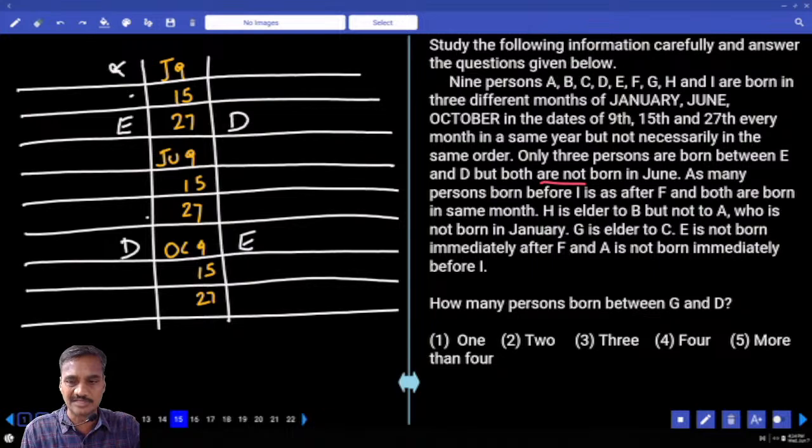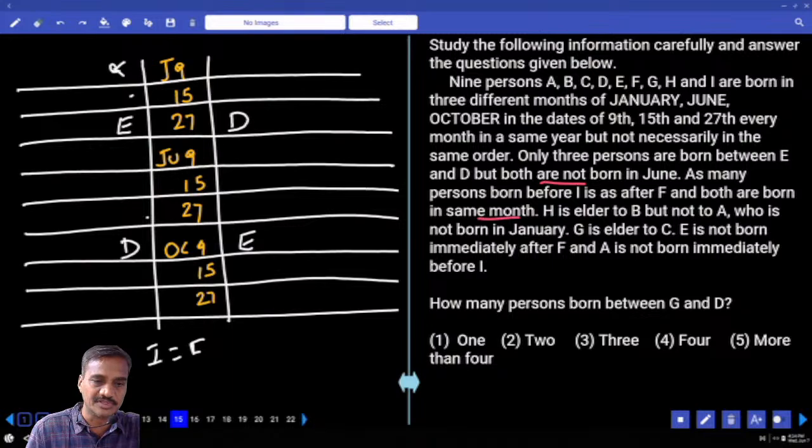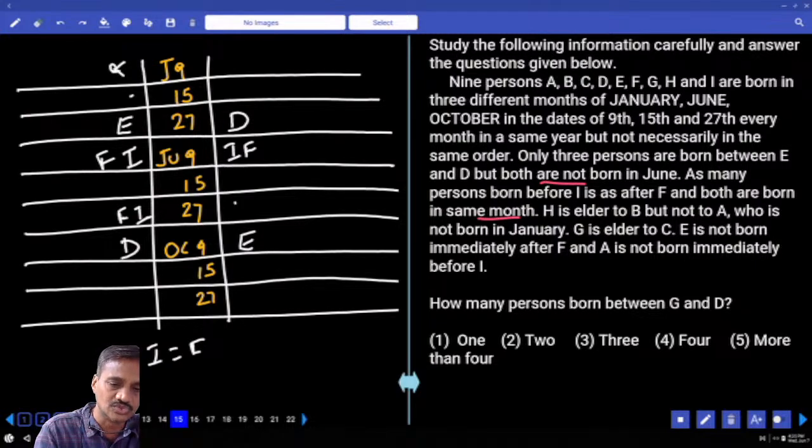Clear? And as many persons before I as after F. I and F have an equal number of persons. And both were born in the same month. Both are born in the same month means they must be adjacent to each other, isn't it? Now if I is here, then how many persons are there before this I? 3. Then F will be here, isn't it? Or if I is here, F will be here. Are you following this or not? Now I and F must be on June 9th or 27th in any order.